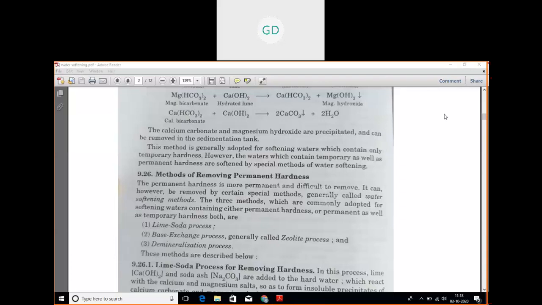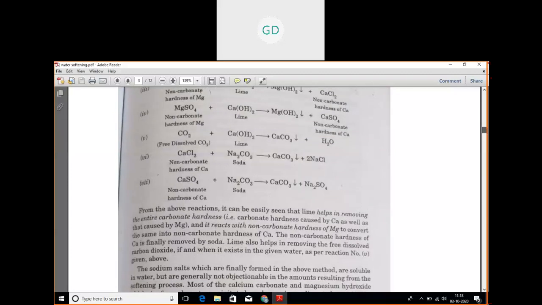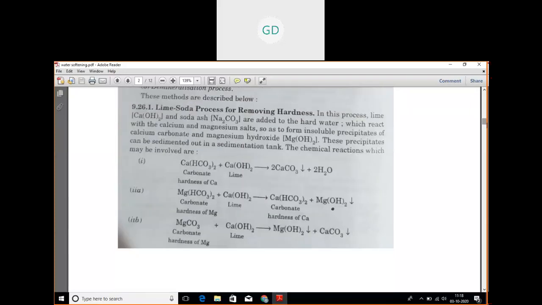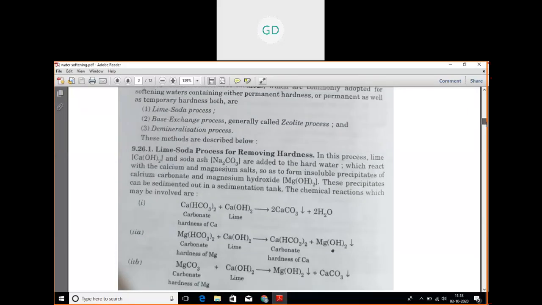I won't go into much detail about these processes, because they are too long. You only need to remember the names, and also try to remember the chemical equations if possible. The names are important. Somebody may ask you what the treatment process is for removing permanent hardness or for removing temporary hardness, and in that case you need to tell the names. As far as details go, you should know what chemicals are used in each process. If you know that much, it's sufficient.